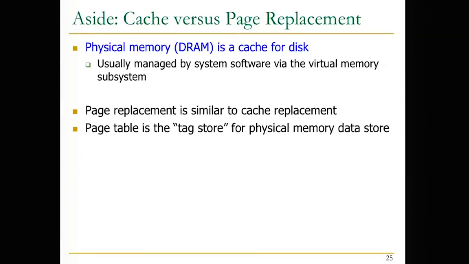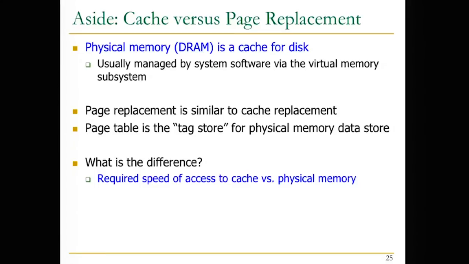Page table is really a tag store for a physical memory data store. Right? You're really keeping the tags and metadata. You can think about the tag store as a metadata store. It's really the data you keep in the data store, and the metadata about that data you keep in the tag store. So what is the difference between a hardware cache versus the physical memory? Well, there are two differences, I think. One is the required speed of access to the cache versus physical memory. A hardware cache, you need to access it really fast, whereas physical memory, it's already slow anyway. It's not as slow as the disk, but it's already slow.